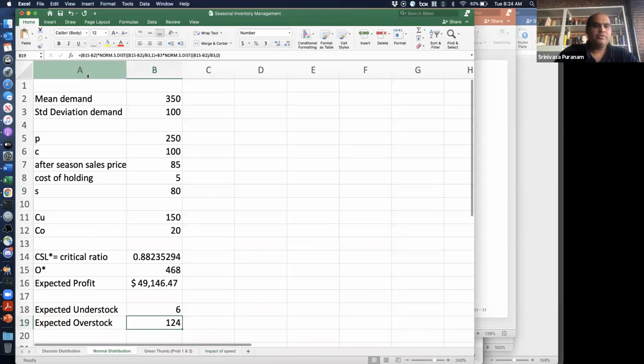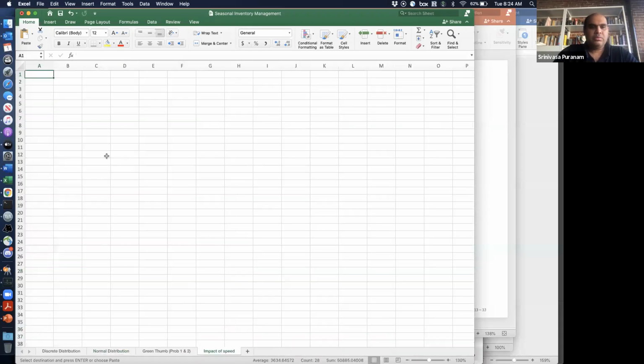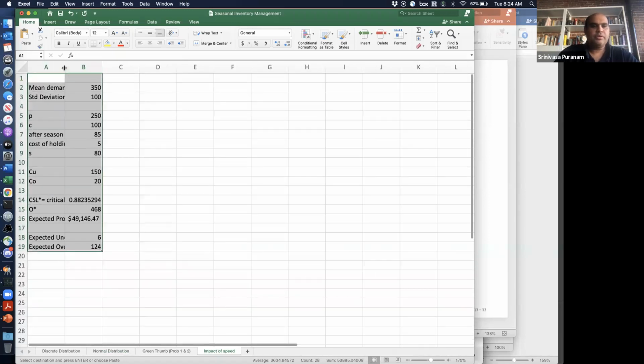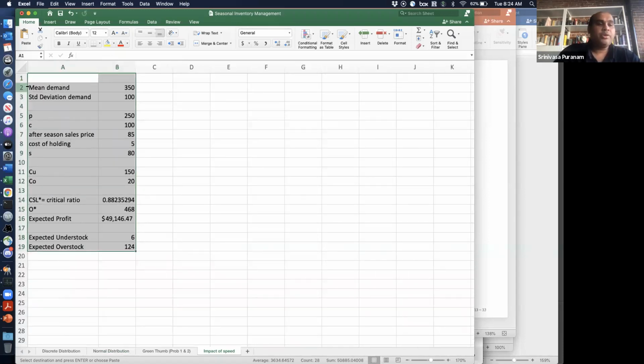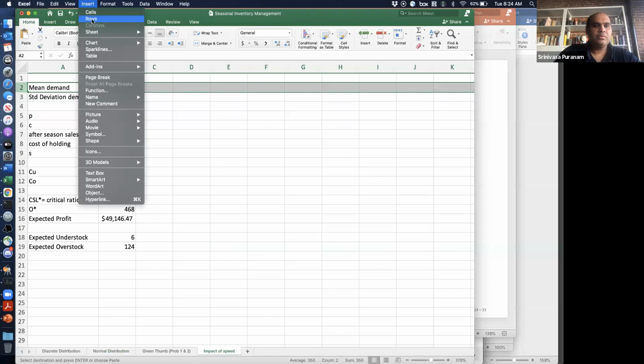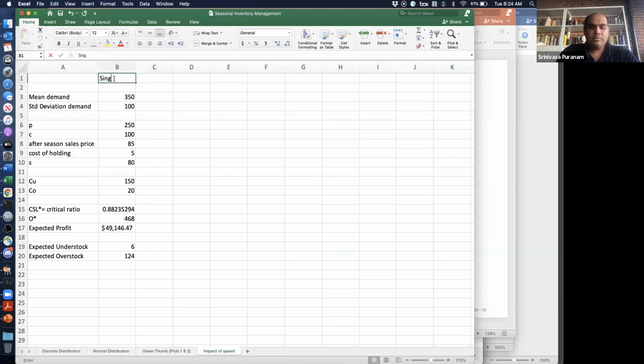So let me just copy these formulas over, paste them, so I don't have to rewrite them. Now what I'm going to do is insert maybe one column is enough, one row. This I'm going to call single order.